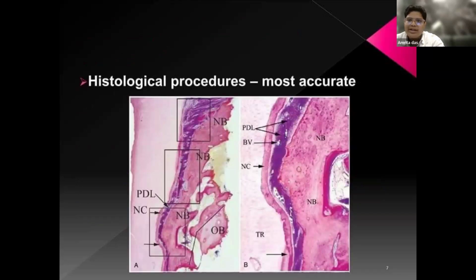For histological procedures, we can use certain kinds of stains and dyeing methods, which is the most accurate approach. Because in this diagram, you can see development of PDL, new cells, and bone. So with the help of staining materials, we can properly investigate the newly formed tissues. It can be either periodontal ligament, alveolar bone, or cementum.